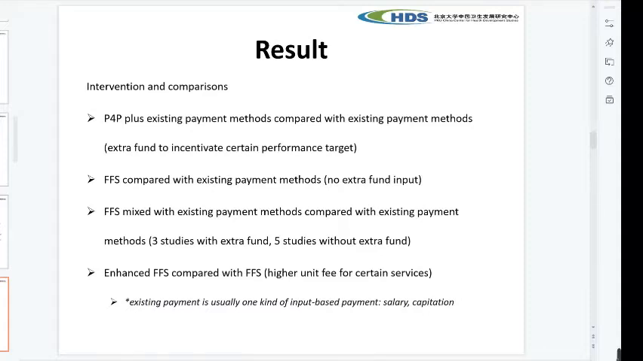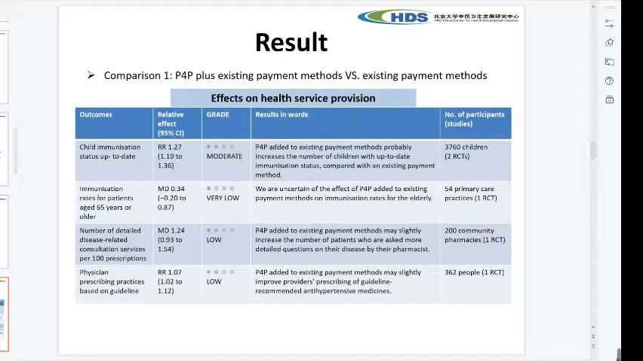The last comparison is enhanced fee for service compared with existing fee for service level. It's a change of the fee for service from a lower unit fee to a higher unit fee, with a purpose to incentivize certain service delivery.